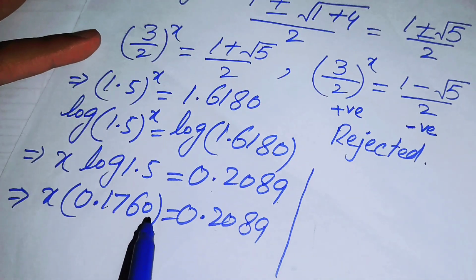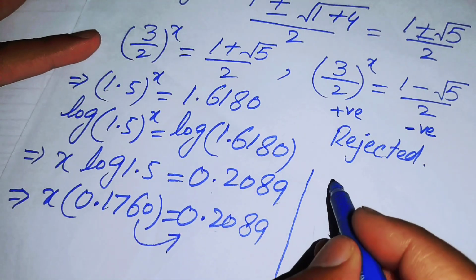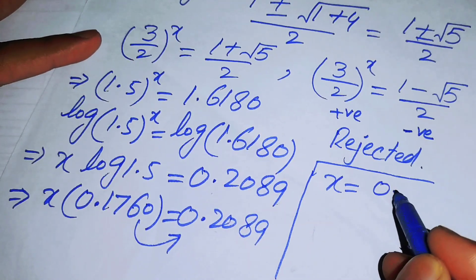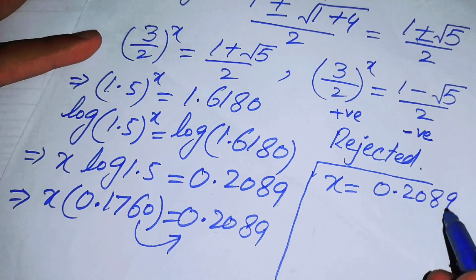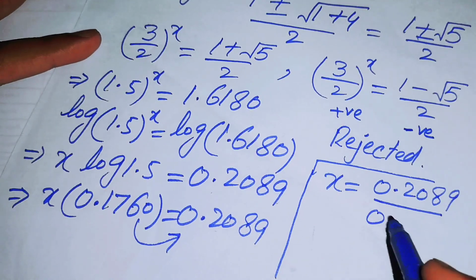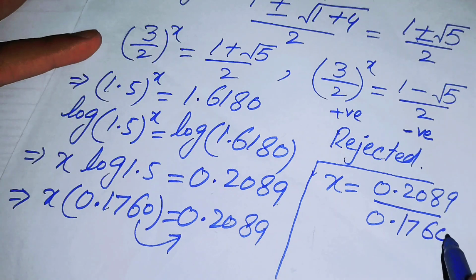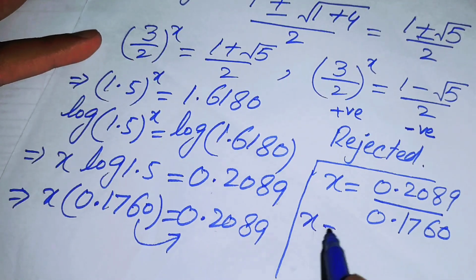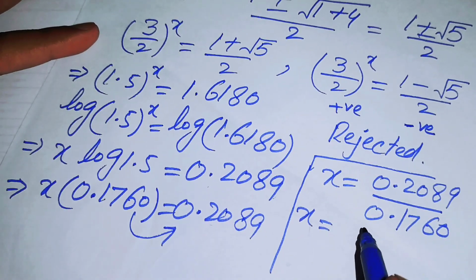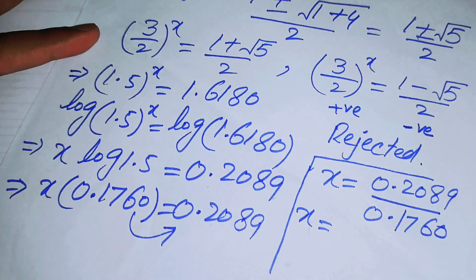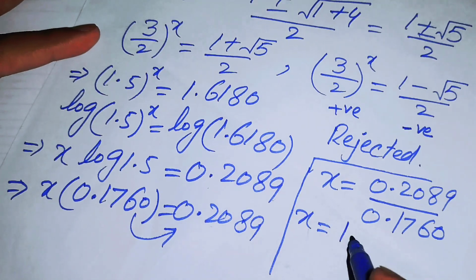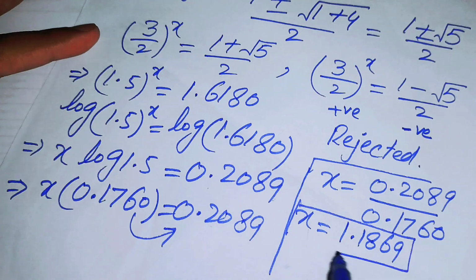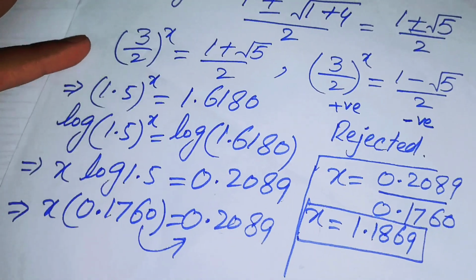Here you just move this term to the right hand side, and you get x is equal to 0.2089 over 0.1760. After dividing these two terms, we get x is equal to 1.1869. So this is our final answer.